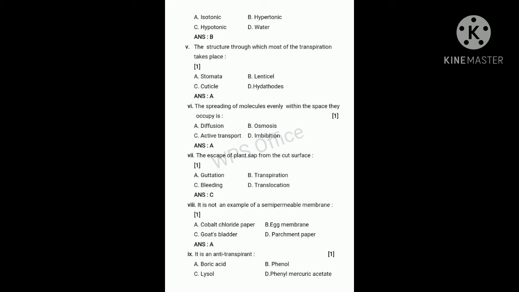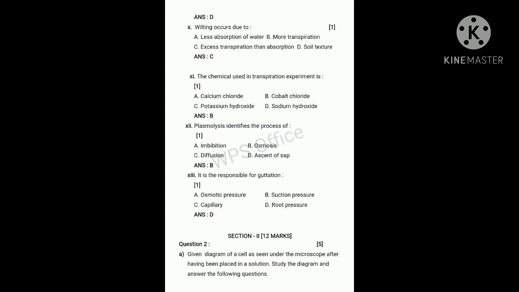So next, which is not an example of a semi-permeable membrane? Answer is cobalt chloride paper, because egg membrane, parchment paper, and goat's bladder act as a semi-permeable membrane. Next, which is an anti-transpirant? Anti-transpirant is used to reduce the transpiration process. Answer is D, phenyl mercuric acetate.